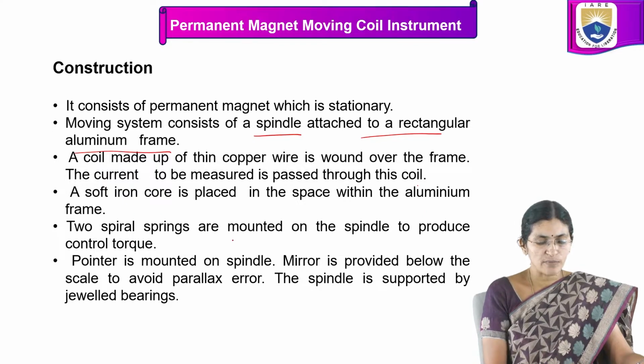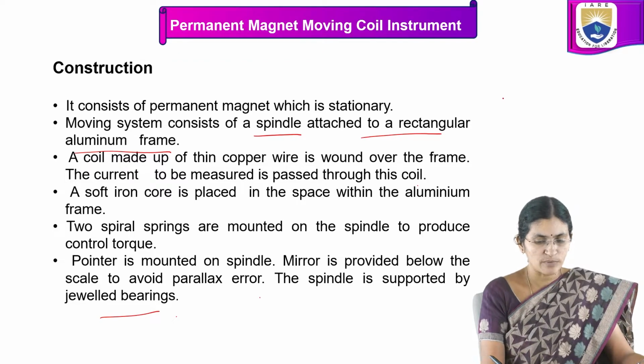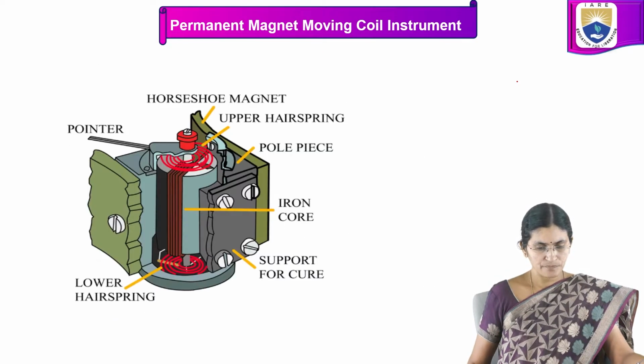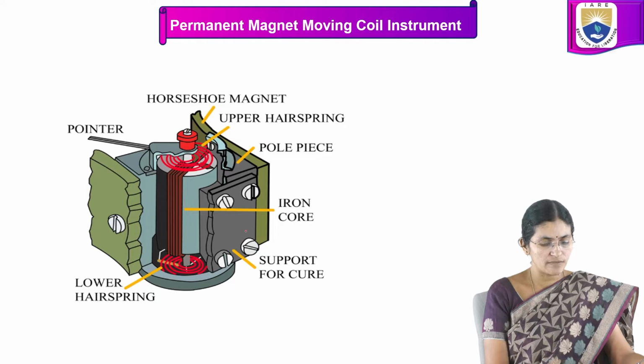There are two spiral springs mounted on the spindle to produce controlling torque. Pointer is mounted on the spindle. Mirror is placed below the scale to avoid parallax error. The spindle is supported by jeweled bearings. So we have permanent magnets as we have seen. So this is another view of PMMC instrument.